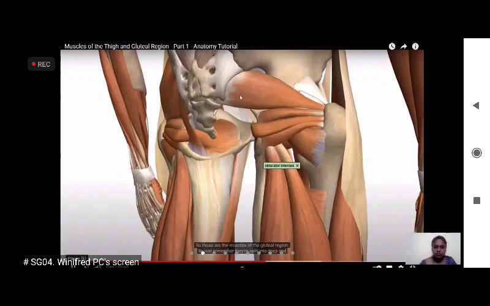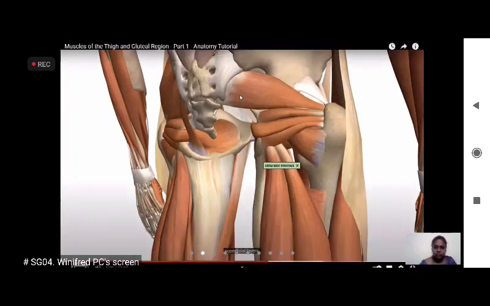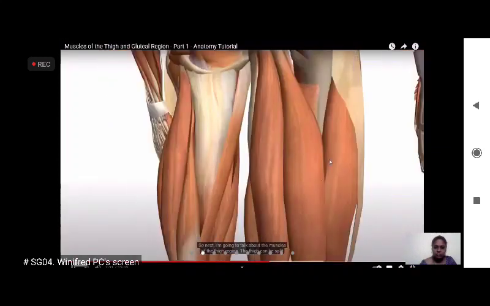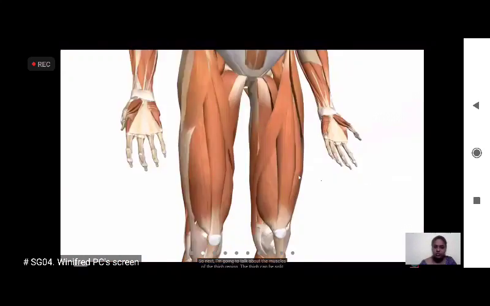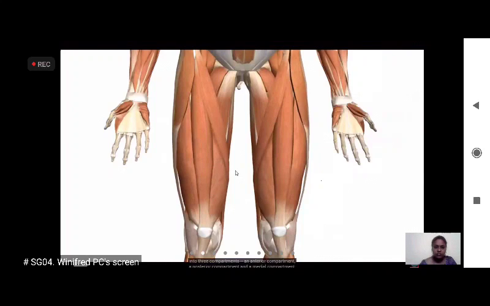So those are the muscles of the gluteal region. Just remember they're split into deep and superficial layers. Next I'm going to talk about the muscles of the thigh region. The thigh can be split into three compartments: an anterior compartment, a posterior compartment, and a medial compartment.